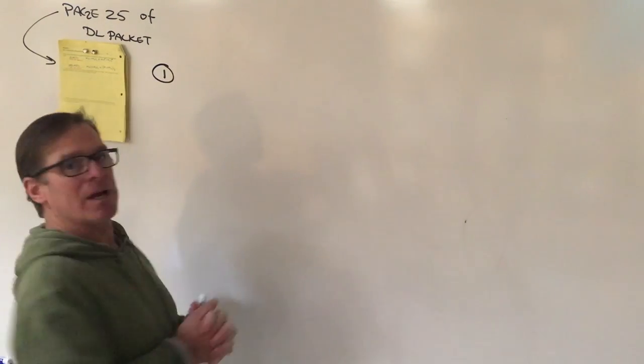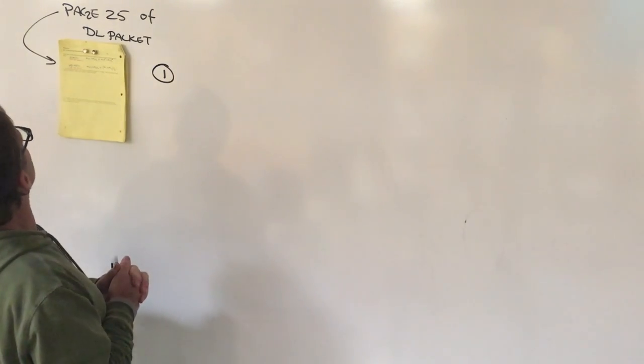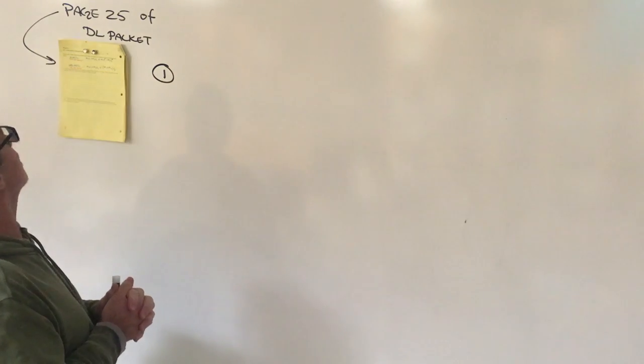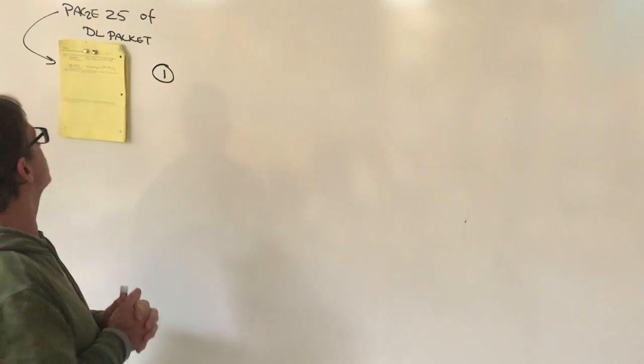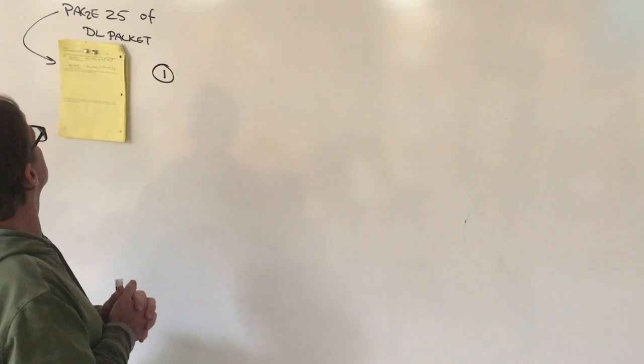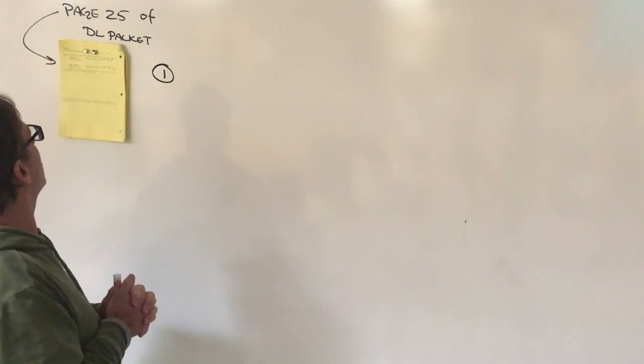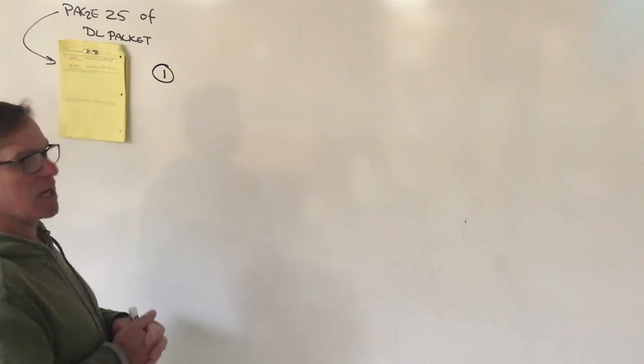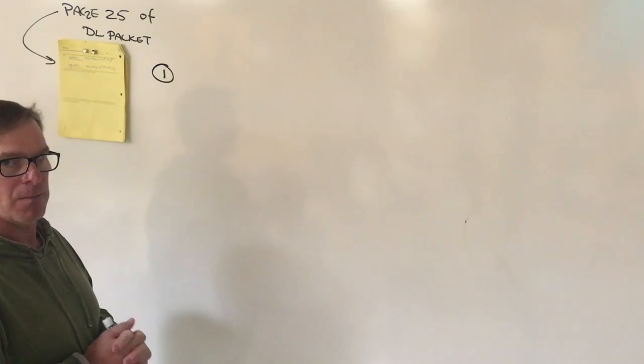A 1 kilogram ball going 1.2 meters per second strikes a second ball at rest, which is 2 kilograms. If the 1 kilogram ball is at rest after the collision, what is the velocity of the 2 kilogram ball?